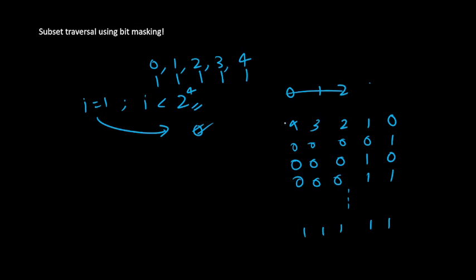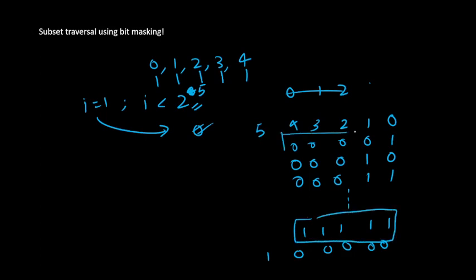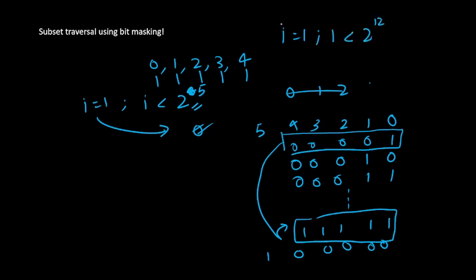Oh, I think we'll have to go till 2 raised to 5. Yeah, you have to go till 2 raised to 5 because 2 raised to 5 is 1, 0, 0, 0, 0, 0, and you have to traverse till this part only. So I from 1 to I less than 2 raised to 5, and this will be basically covering all the subsets. Similarly, now you have to actually run from I equals 1 to I less than 2 raised to 12. This is what you will have to run, and you will be covering all the possible subsets.